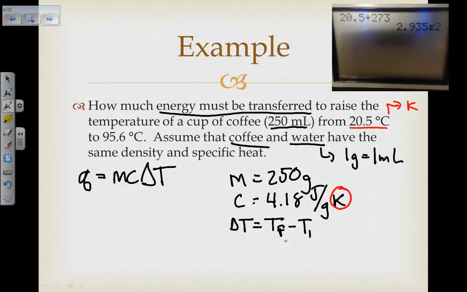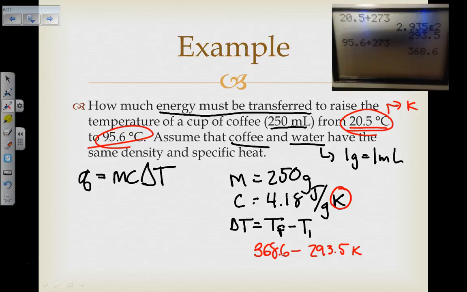273. I have this in scientific notation, so I'll take it out of scientific notation because it's a little easier. Okay, so that's 293.5. So the initial temperature is 293.5 Kelvin, because that's what we started at. This is the final temperature, so 95.6 plus 273, that's 368.6.